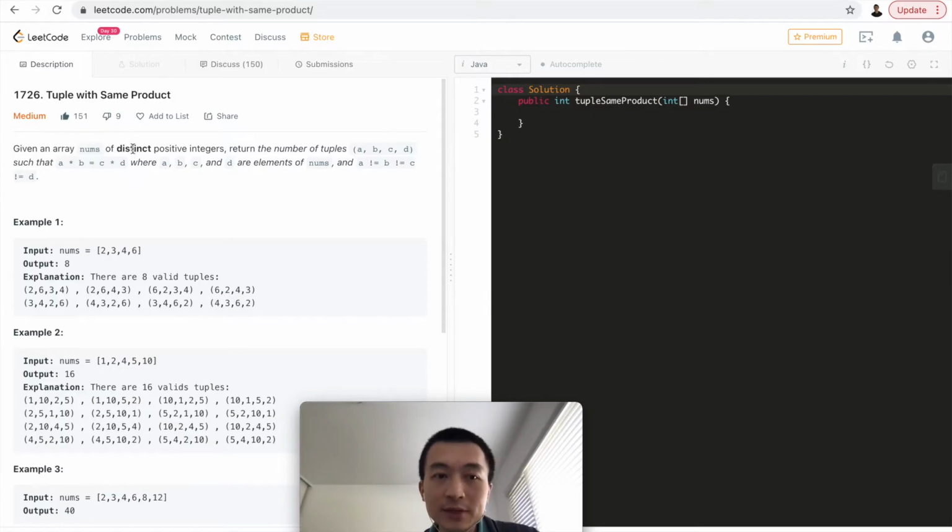Given an array nums of distinct positive integers, return the number of tuples (a, b, c, d) such that a times b equals c times d, with constraints on a, b, c, d. They are elements of nums, and a doesn't equal b, doesn't equal c, doesn't equal d. So none of them are equal, meaning all of them are distinct. And all of the numbers given in this array are distinct positive numbers.